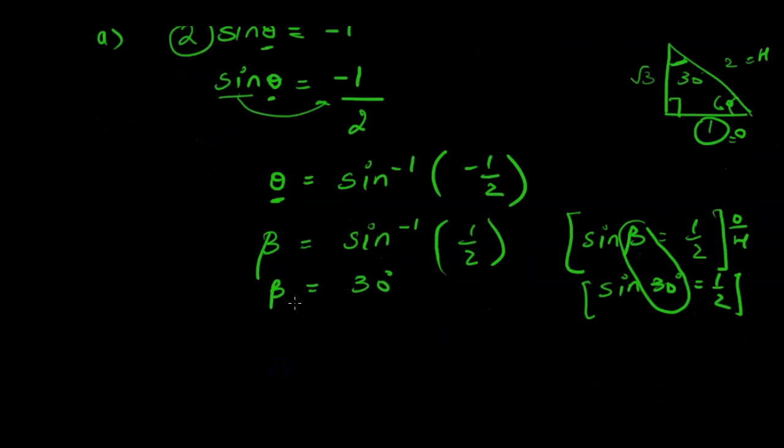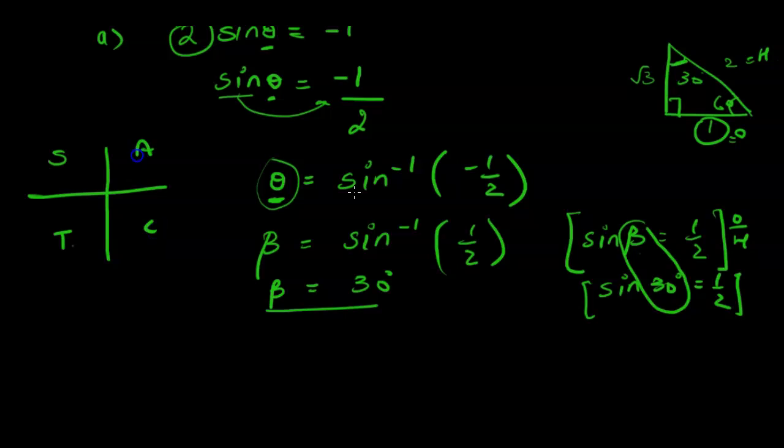Now, are we looking for angle beta? No, we are looking for theta because our question contains theta. It does not contain beta. Now, we would be using beta angle to find out theta. So, for that, we would be using cast rule. Now, we know that our initial ratio, the question that we started with, was sine theta equal to -1 by 2. So, we are looking for a negative sine value and negative sine exists in third and the fourth quadrant.